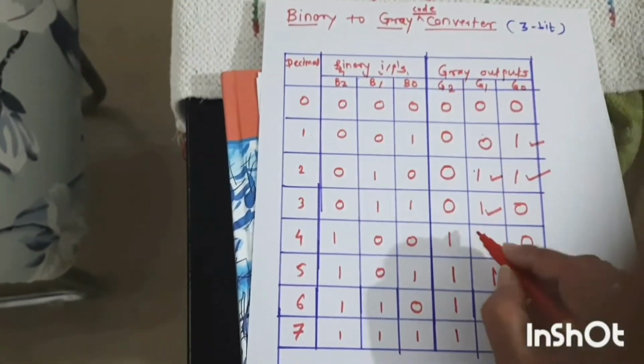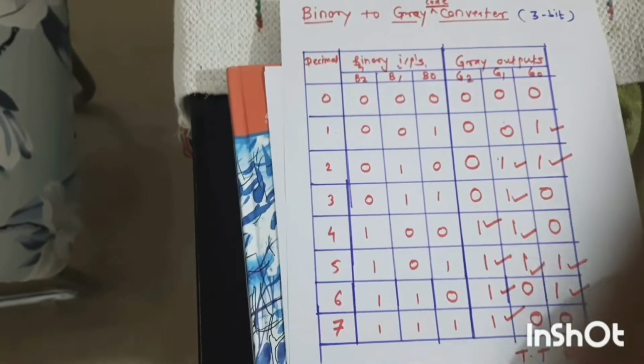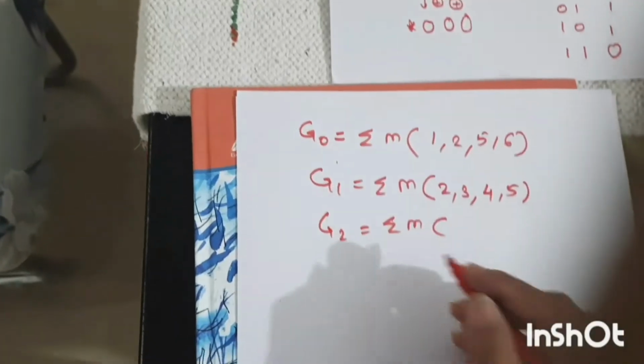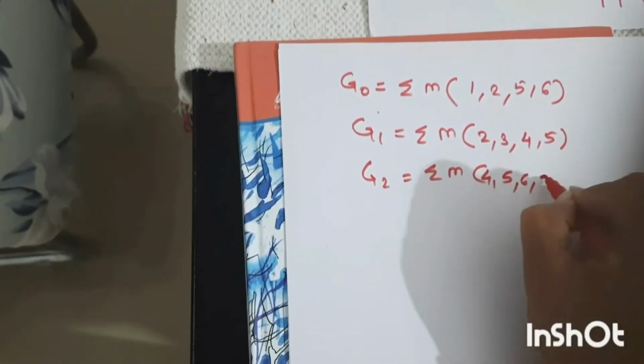Now write down the minterms for G2. Again here you can see in the G2 column, 4, 5, 6 and 7. 4, 5, 6, 7 are the minterms. That means the output is 1 for those particular numbers, 4, 5, 6, 7.